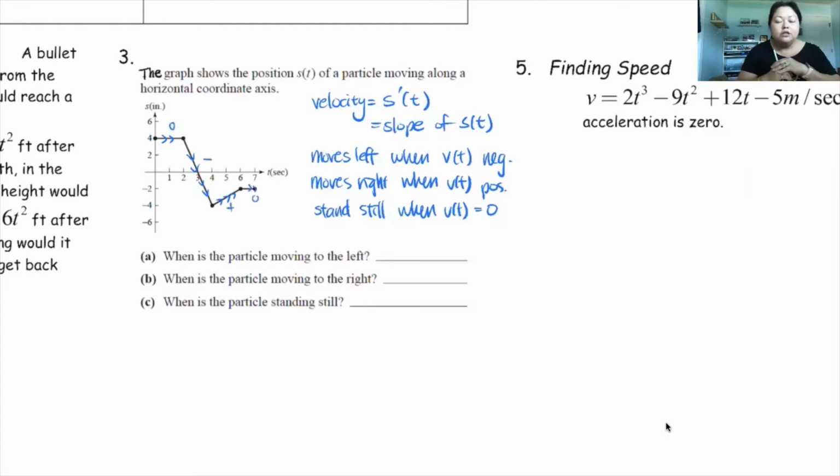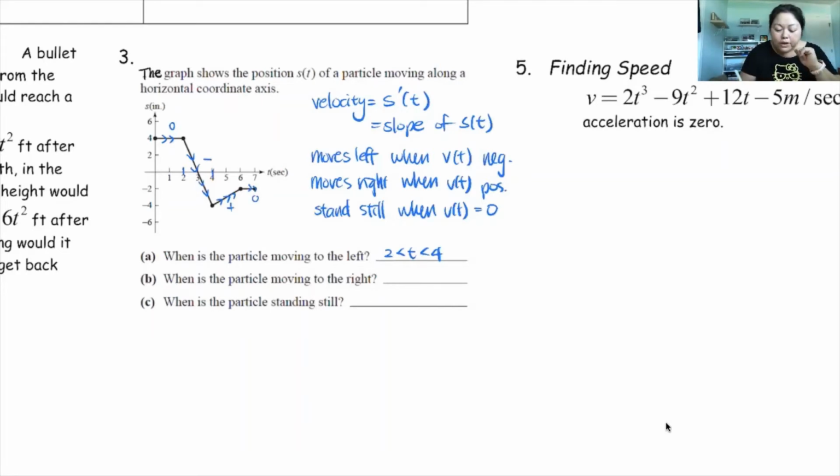Okay, then let's use that to answer our question. When is the particle moving to the left? Well, it's moving to the left when it's negative slope, so it's from 2 to 4. So between 2 to 4. Now, no equal to, because at those points, you're changing direction. So at those points, you're neither moving left nor are you moving right. You don't include those endpoints.